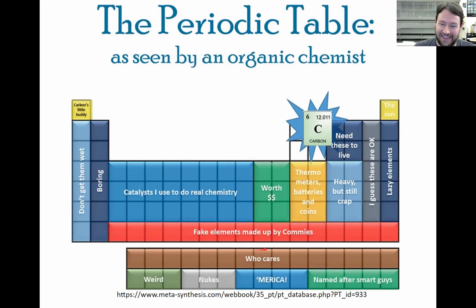And then the weird ones, the radioactive ones named for America, named after smart people, fake elements made up by commies. Well, yeah, there's a lot of synthetic elements in this table that are, I think most of those are heavier than uranium. So we aren't really going to worry about those. Those are not elements that we like to have around living organisms. We'll put it that way.